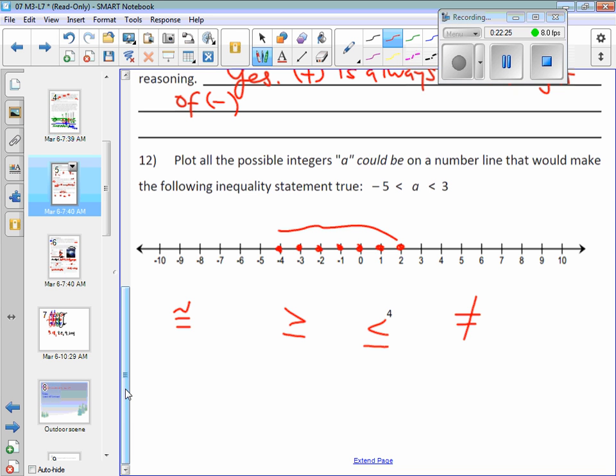Quickly, because I want to close out the block. Anybody know? It means about equal to, believe it or not. It's a rough estimation. It's close.